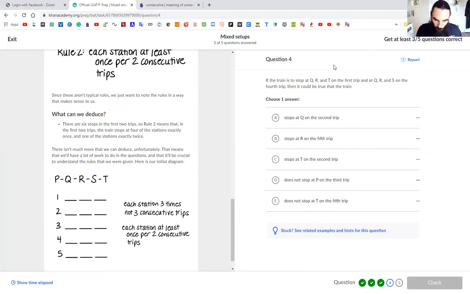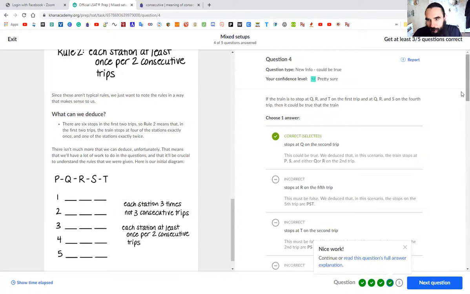It seems to be working. I'm not sure, but it seems it must work. So it could be possible. If we have Q here, it will be QRT here. Here we have QPS. The third we have RT. The fourth QRS. So we may put P here in this position, and it wouldn't break other rules. Okay, I'm not sure exactly, but I'm pretty sure. Yeah, this is the correct answer, great.